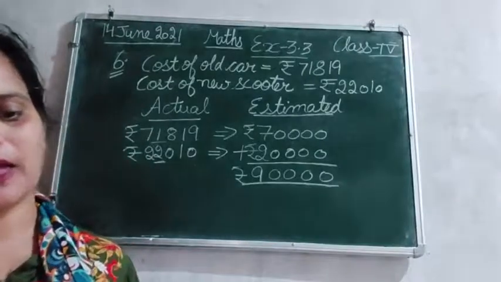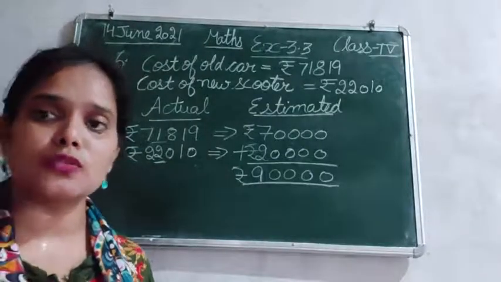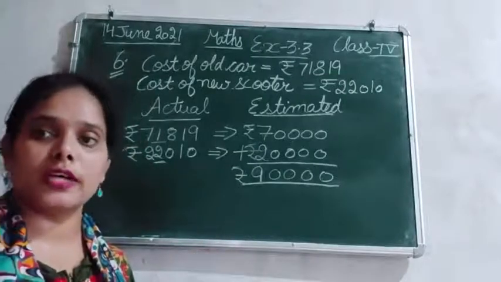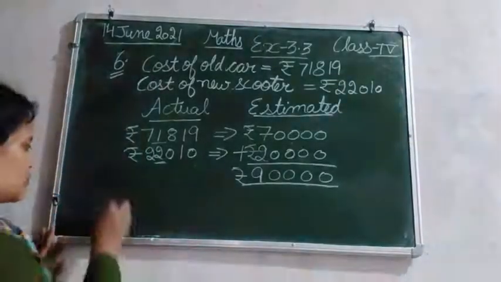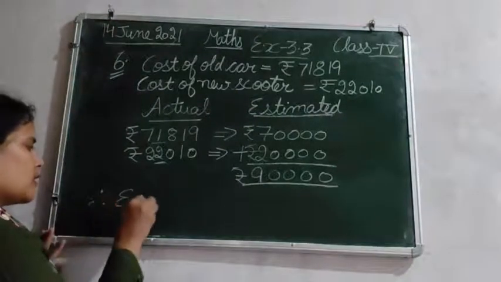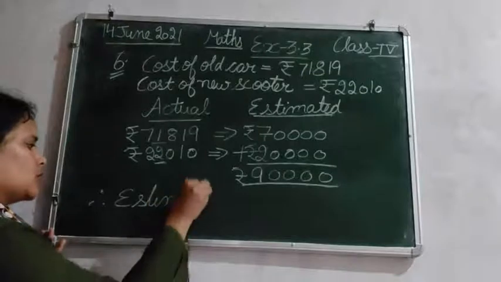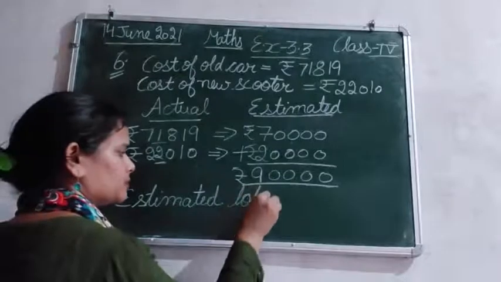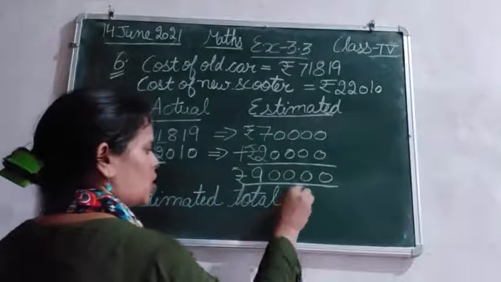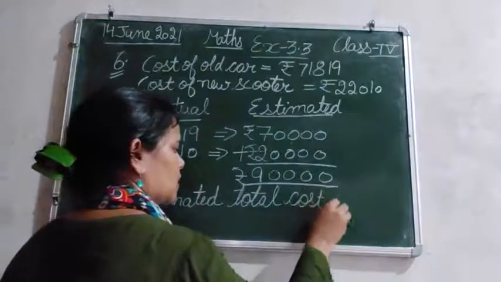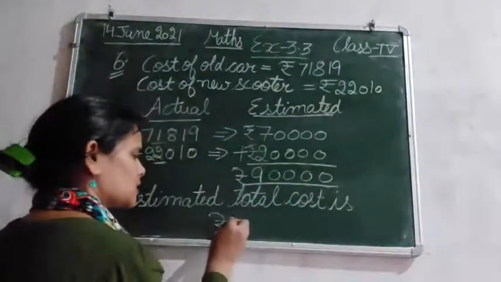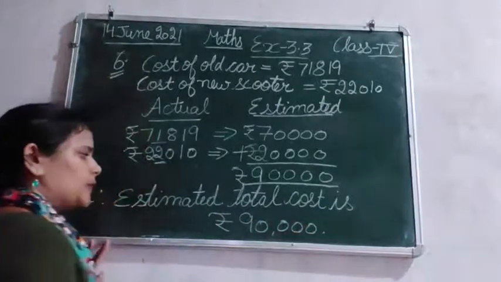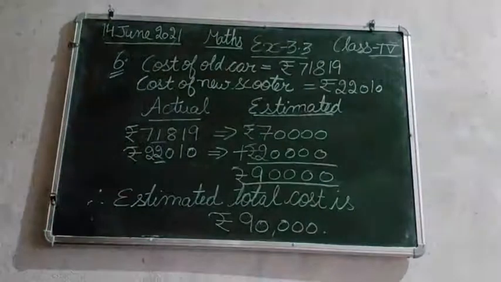अब देखिए question में क्या है, estimate the total cost. Okay. So we just simply write therefore estimated total cost is equal to rupees 90,000. Estimated total cost is rupees 90,000.